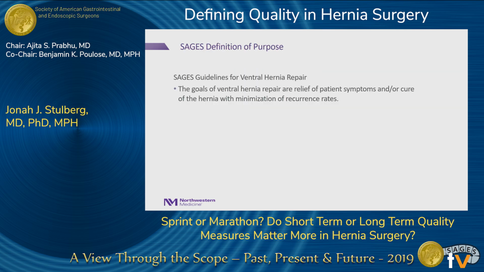So in trying to figure out how I was going to structure this talk, I'm thinking, wow, sprint or marathon, where do I go with this? I said, I know. I'm coming to SAGES, I'm going to look to SAGES. We have these wonderful guidelines. If people don't know about them, there's a website with a whole bunch of different guidelines to help guide us. And this is the SAGES guideline for ventral hernia repair. I said, well, what do they say is the most important? And the very first sentence says, the goal of ventral hernia repair is the relief of patient symptoms and/or cure of the hernia, minimizing recurrence rates.